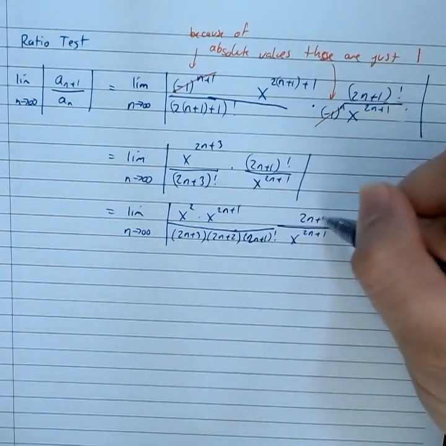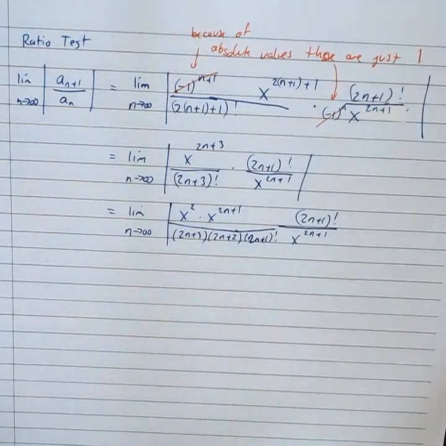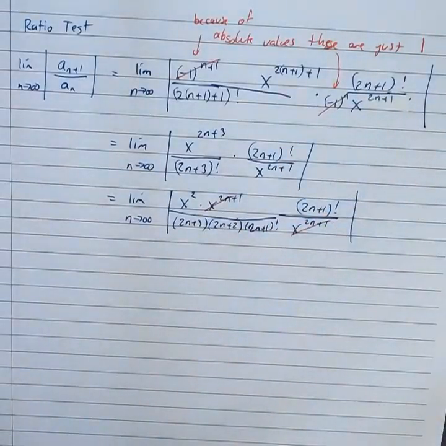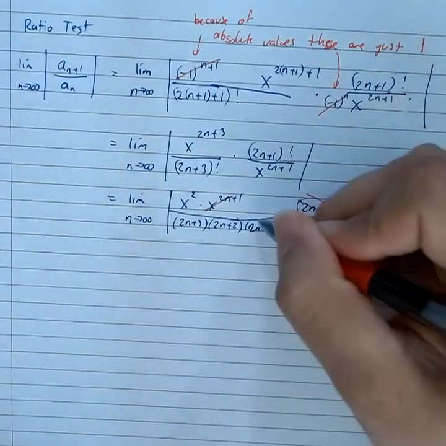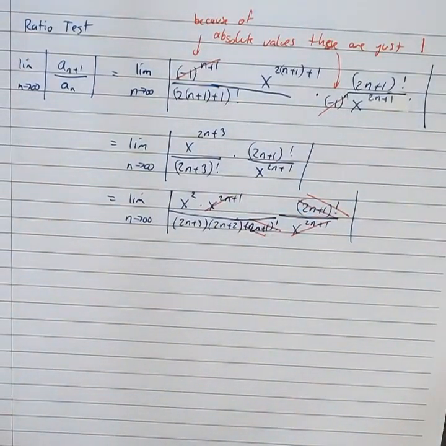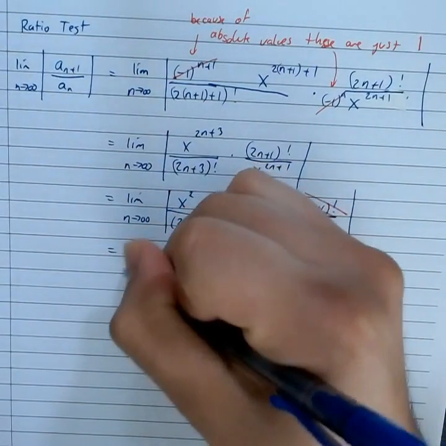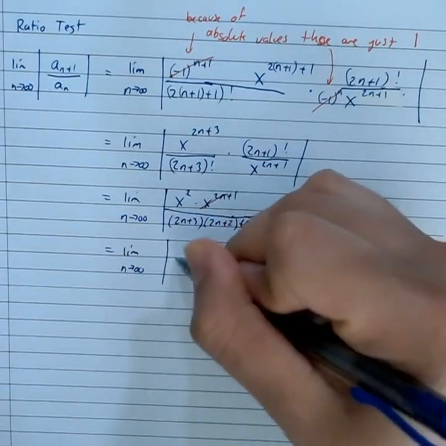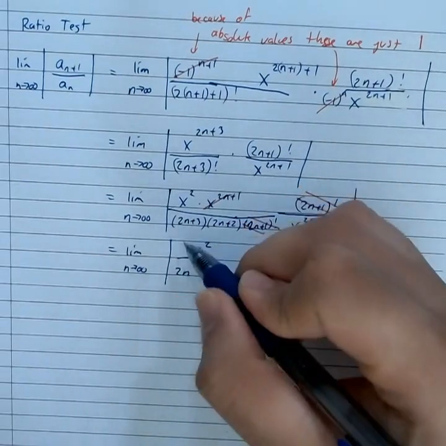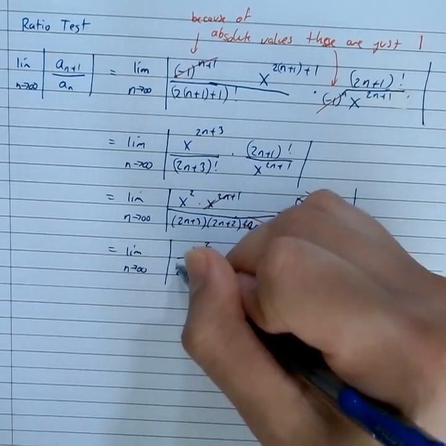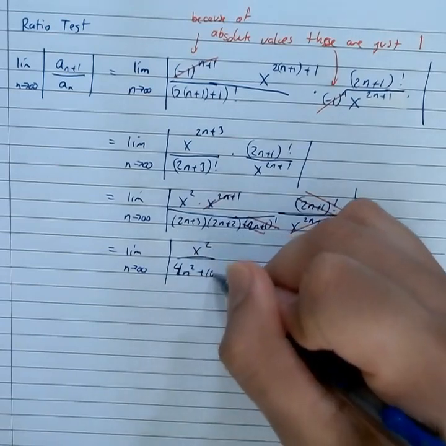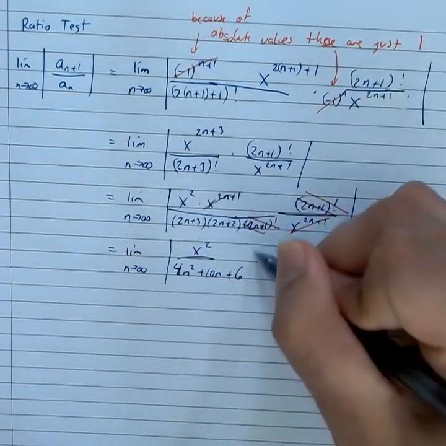But now I have a 2n plus 1 factorial in the numerator, which means I now have two very large terms that divide out. And over here we have two very large terms divide out. So now I can write this limit as n approaches infinity of something much simpler. This is x to the power 2 over 2n. Here, let me multiply this out. That'll be 4n squared plus 4n plus 6n. That will give me plus 10n plus 6.